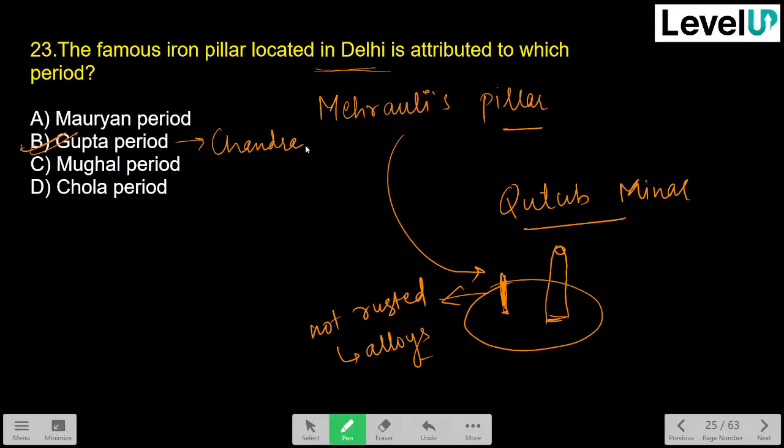Chandragupta II has made the Mehrauli pillar. So it was in the Gupta period. Okay. So cheese and nachos might be happy that okay, the right answer is in some different question. Okay, jokes apart. Next question.